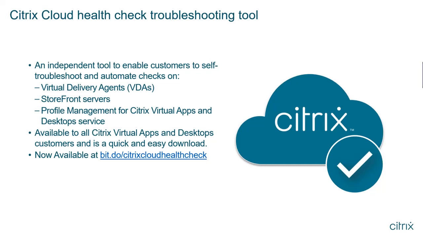Next, we've actually introduced a tool to help provide self-troubleshooting and automate checks on various components of the Citrix Virtual Apps and Desktop environment. It's called the Citrix Cloud Health Check Troubleshooting Tool. This is actually available for all Citrix Virtual Apps and Desktops customers. It's a pretty lightweight tool and pretty quick and easy to download. You can get information like your status on your VDAs, your storefront servers, profile management for your apps and desktop service. And actually, I have a quick video that I can go through and kind of showcase what that looks like and how you can parse through some of the information that this tool populates.